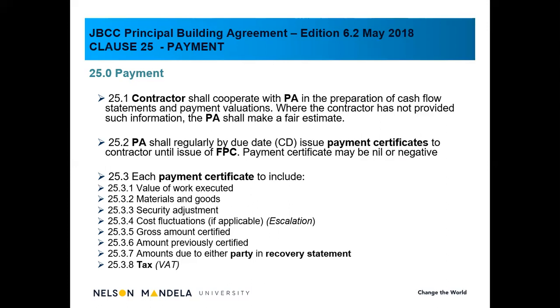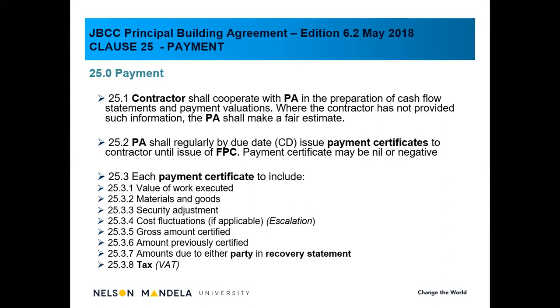25.3.3 talks about security adjustment, and that is not security in the form of people that are going to look after the project. Security adjustment is a construction guarantee that needs to be in place. The contractor needs to provide a construction guarantee, which we will also discuss. That's a separate clause in the JBCC. The contractor should provide a construction guarantee, while the employer should provide a payment guarantee. We'll come back to the security adjustment.